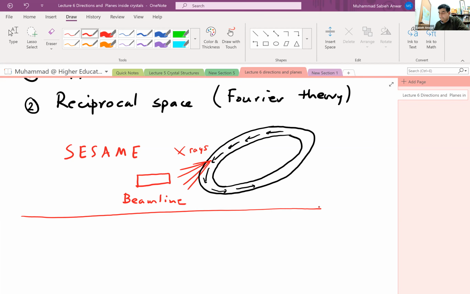So in real space you have direct lattices. In the reciprocal space you have reciprocal lattices.